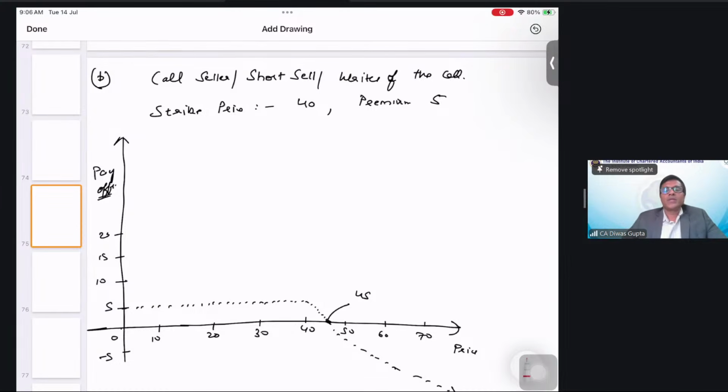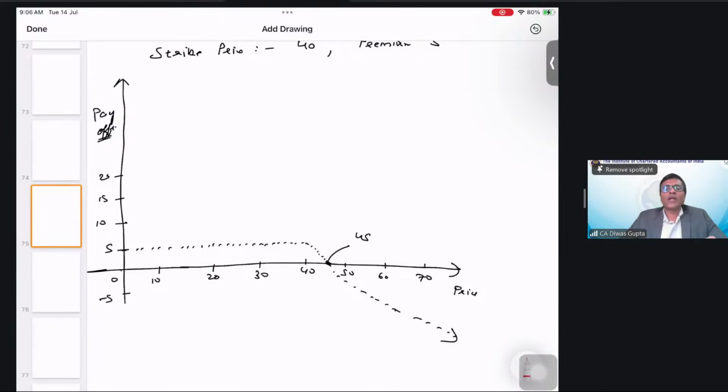The second case, students, if we talk about, is for the call seller. The call seller, or we can say taking a short position in the call option, or we can also say the writer of the call option. I'm using different terms because examination or the questions can carry any of such terms. Again, let's assume that the strike price is 40 and the premium is also 5 rupees.